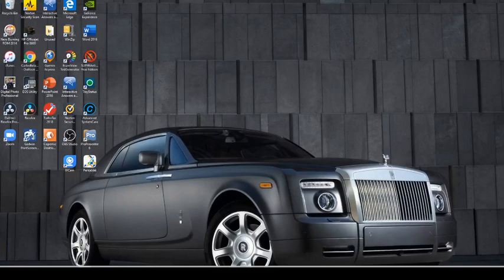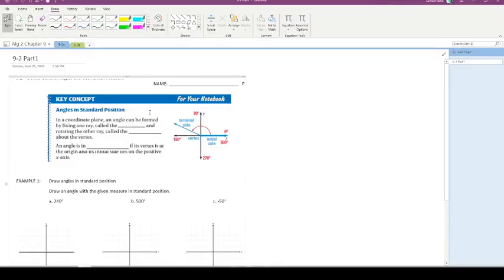Okay, students, here we are again. This time we want to talk about defining general angles and using radian measure in section 9.2.